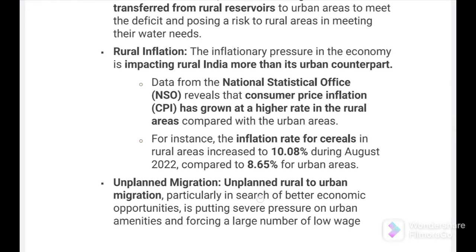Rural inflation. The inflationary pressure in the economy is impacting rural India more than its urban counterpart. Data from the National Statistical Office, that means NSO, reveals that consumer price inflation, that means CPI, has grown at a higher rate in rural areas compared with urban areas. For instance, the inflation rate for cereals in rural areas increased to 10.08% during August 2022 compared to 8.65% for urban areas.